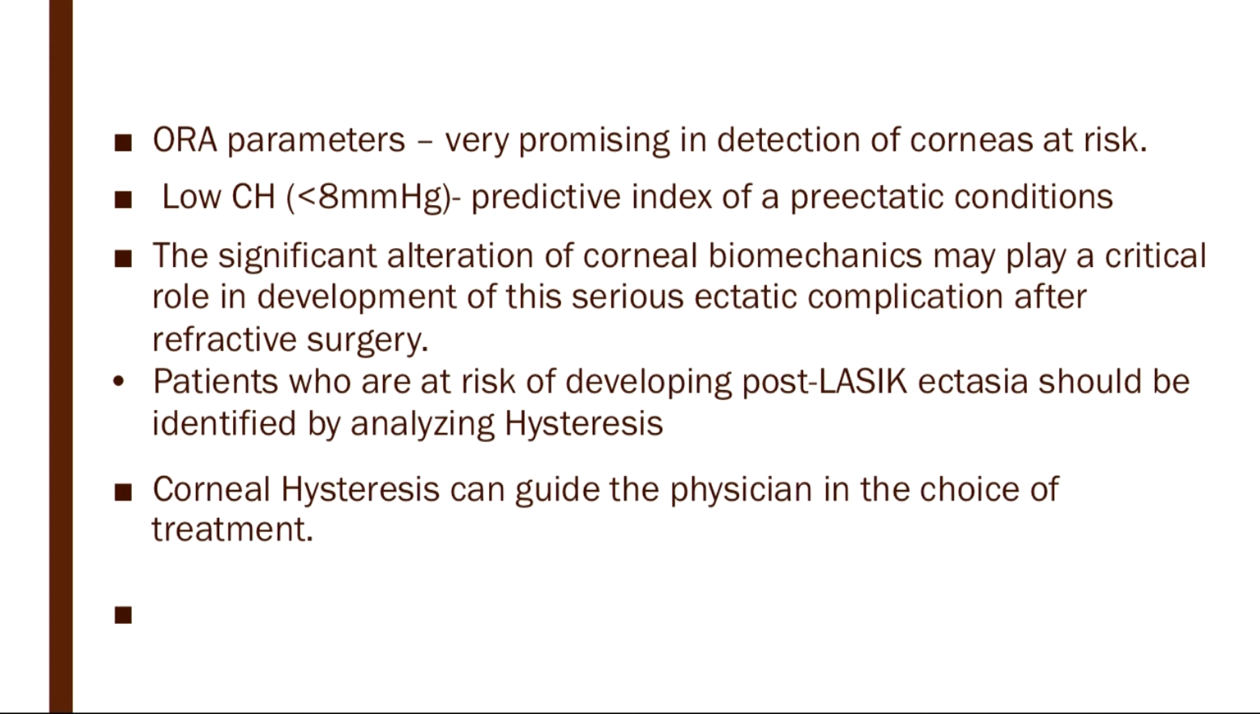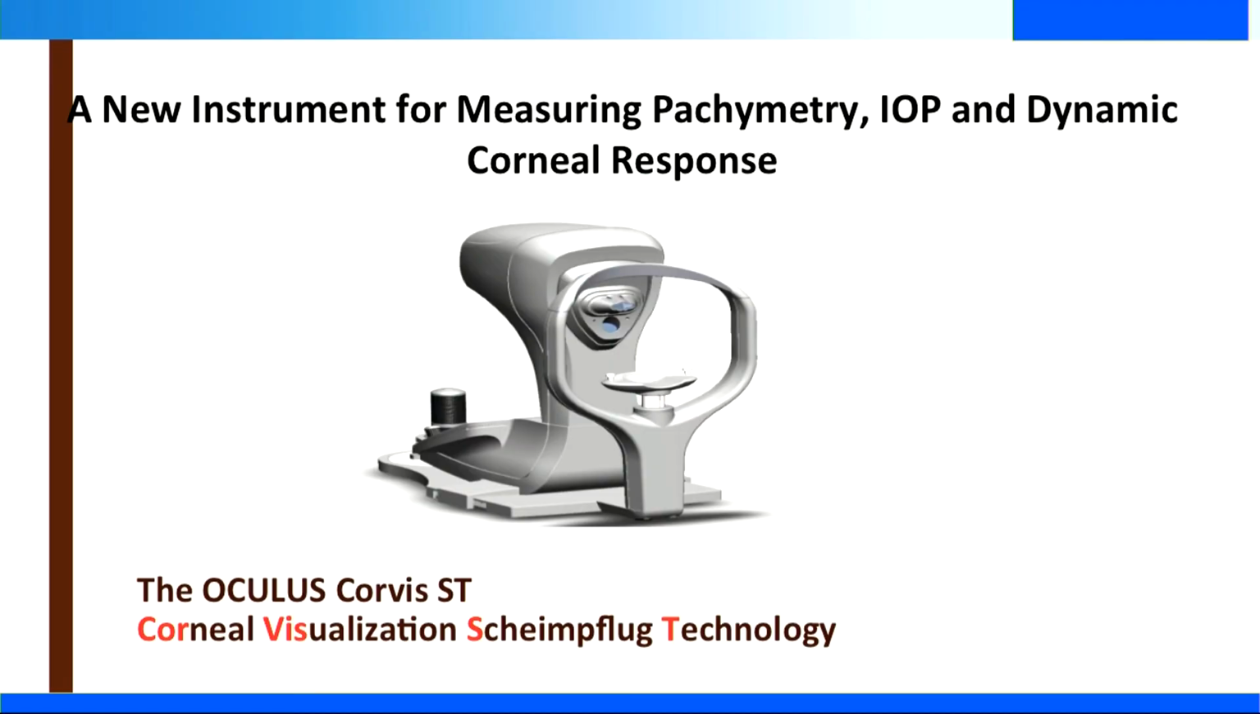So it is recommended that especially if you have a patient with less than 8 hysteresis reading, we should not proceed with refractive surgery in these patients. That's very important. This is one of the things I use in patients who are borderline. Do the biomechanics, and if you find that there is something abnormal, don't proceed with the refractive surgery.